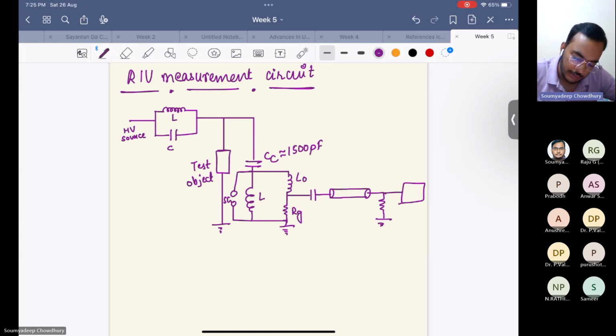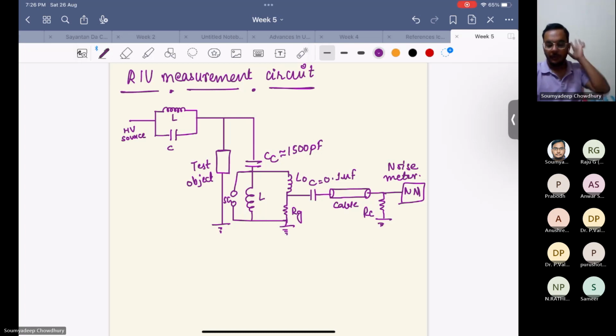L0, RG. This will be a C for impedance mismatch or impedance matching. This is my cable. This is my RC, and this is my NM, that is the noise meter. This will tell me what is the audible noise also. So basically, this is the circuit for measurement of this RIV. Please, everyone, you should note down this circuit. So this is the circuit which is used for measurement of radio frequency, radio interference voltages. So I'll describe each section now of the circuit.